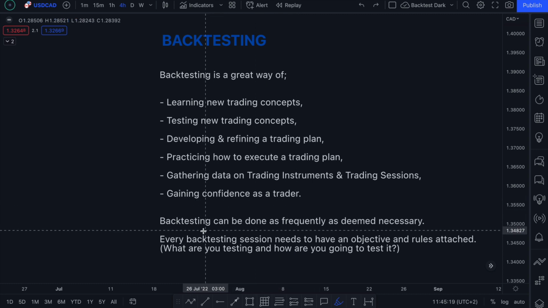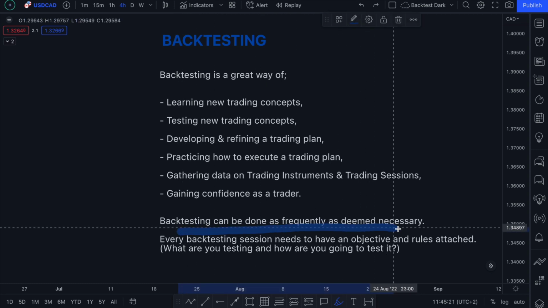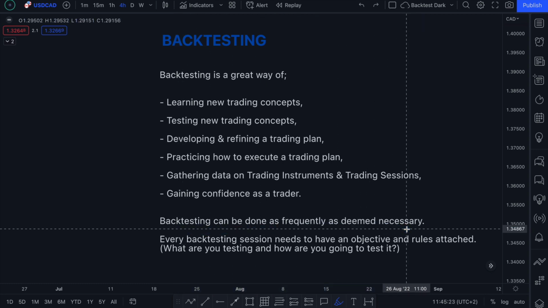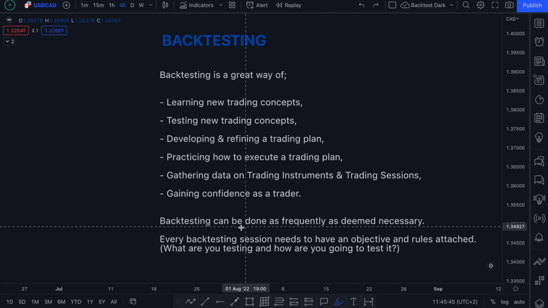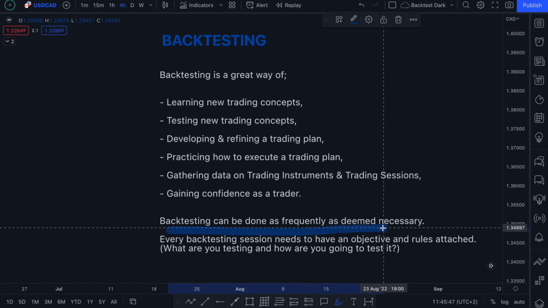Now, backtesting can be done as frequently as deemed necessary. As is the case with any new skill, as is the case with any new lesson, topic, or concept that you learn, at the beginning, you will require a lot more time in learning that particular concept before you become competent in the execution of that concept. So at the start, you will backtest a lot more than 6, 7, 8 months into your journey, all right? 2, 3 years into your journey.